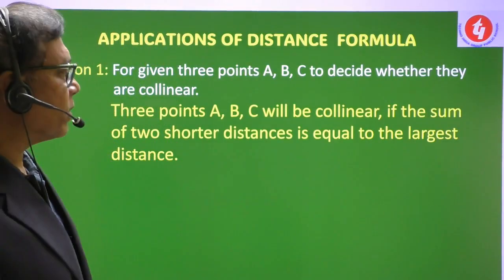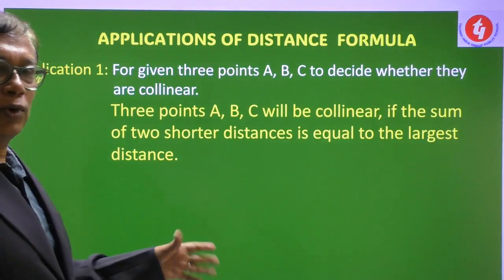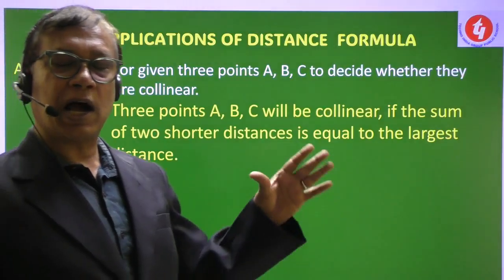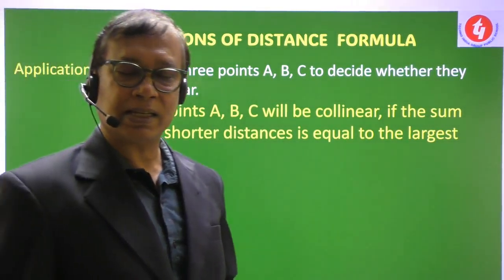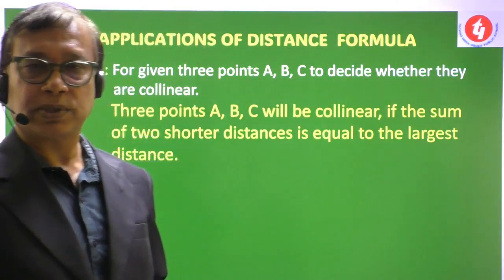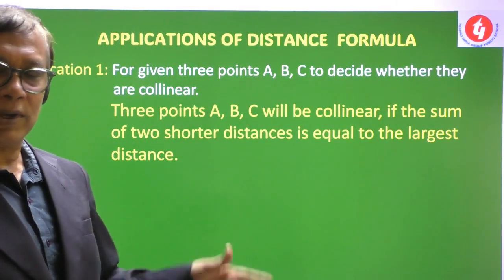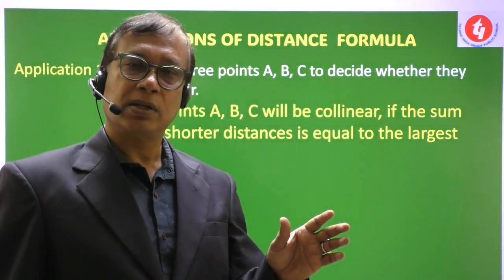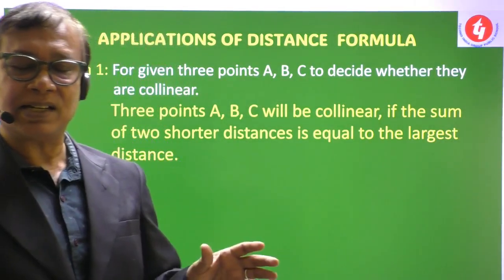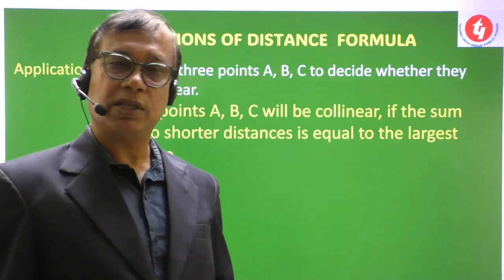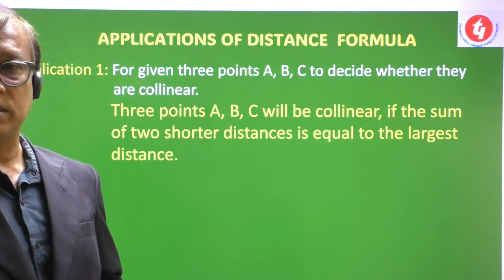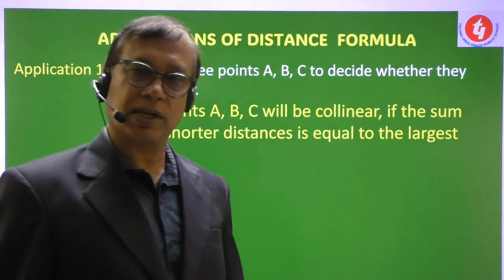Is it clear? Then we will check the sum of the shorter distances equal to the larger distance. Is it clear? If we get this result, that means larger distance equal to the sum of the shorter distances, then we can say the points are collinear. Otherwise they are not collinear.